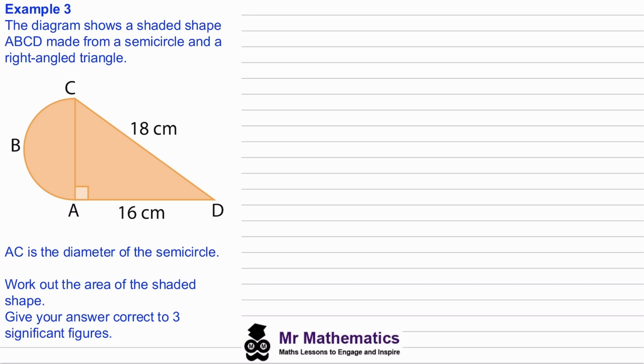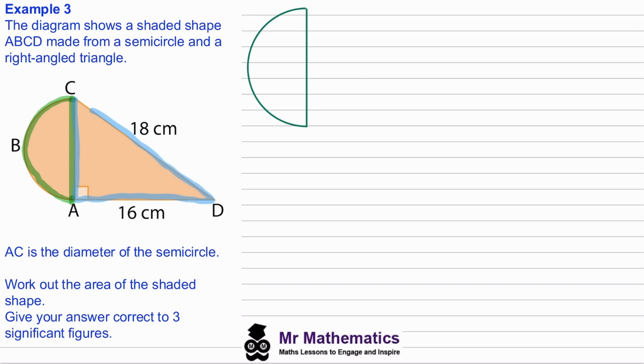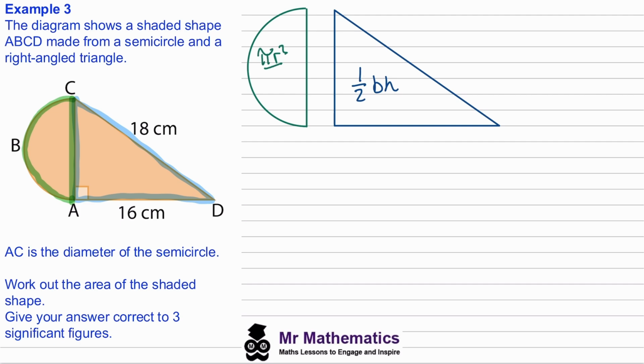Well, the way I'm going to go about this is I'm going to break it up into 2 shapes. The semicircle and the right angle triangle, which I'm highlighting in blue. So all we need to do is to work out the area of this semicircle, work out the area of a triangle, and then add the 2 together. We know the area of a triangle is 1/2 of a base times the height, and the area of a semicircle will be 1/2 of pi r squared. Pi r squared is the area of a full circle, and then we just divide it by 2.